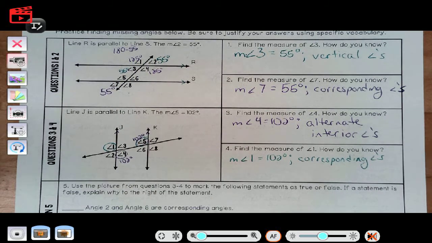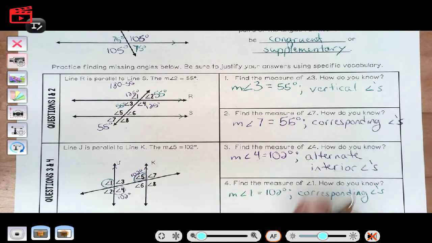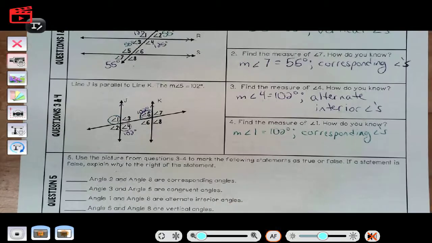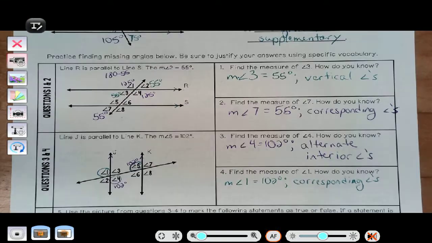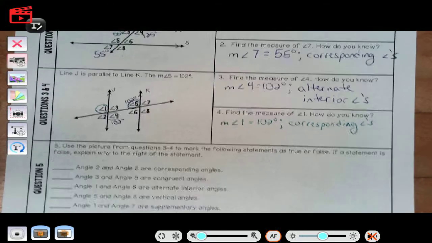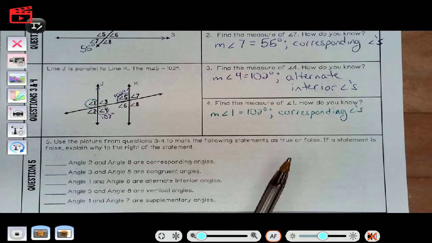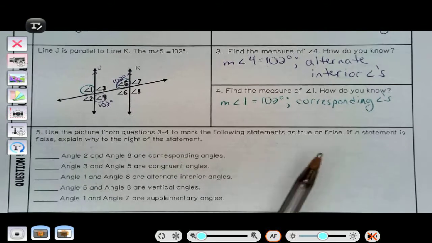Okay? All right, so again, excuse me, all these angle relationships are going to result in being congruent or supplementary. More congruent than supplementary. But we can use supplementary to figure out angles. Last one. Use a picture from questions 3 and 4, this one right here, to mark the following statements as true or false. If it's false, we want to explain why.